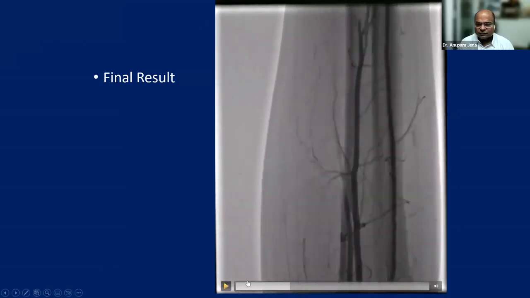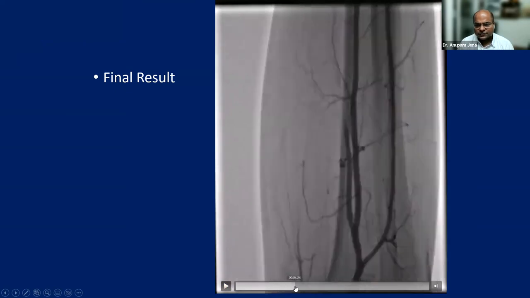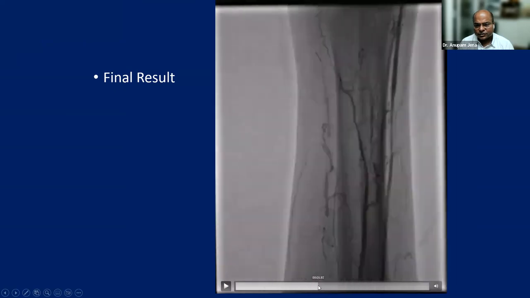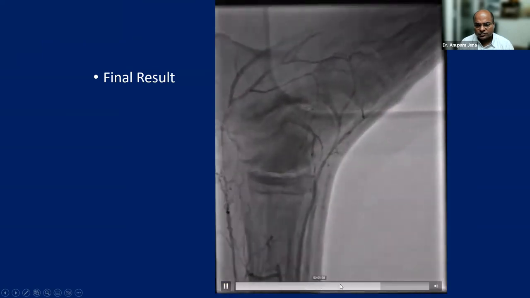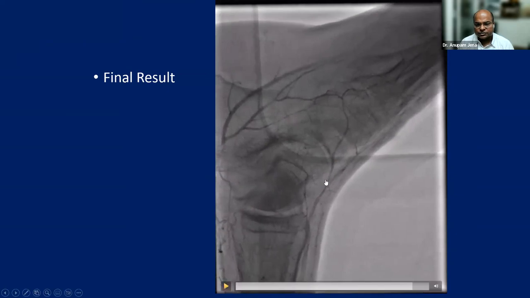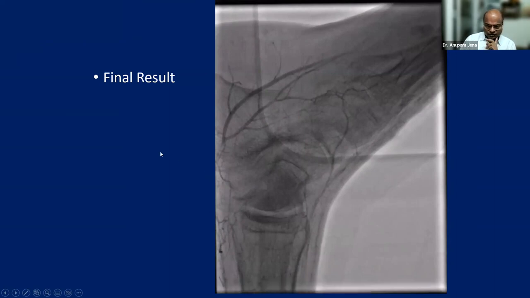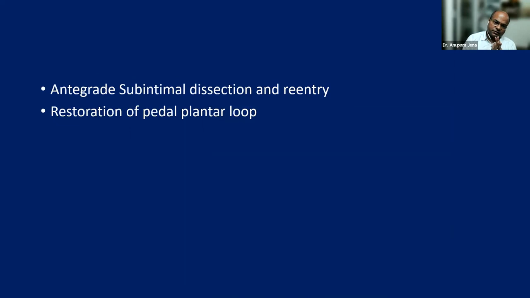And after that, what we see is that the intertibial artery was well perfused up to the dorsal arch, and there was a restoration of the, so that I will show. So there was restoration of the pedal plantar loop. So now the loop is formed so that the distal circulation is also maintained, I mean, the digital perfusion was also maintained. So I was very happy with this result. In this case, the highlights are that we went for an antegrade subintimal dissection and re-entry, and there was restoration of the pedal plantar loop.